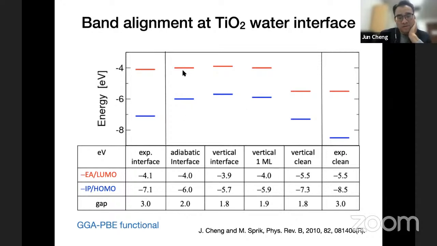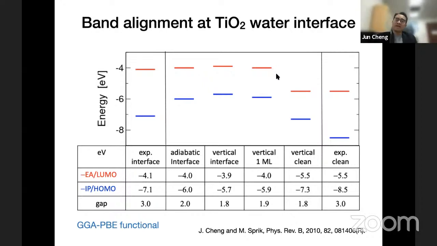And that's our calculation. Because those states are all very delocalized, the adiabatic level and vertical levels are really at the same place. So that's our calculation using the GGA functional. Just to point out, the conduction band is more or less at the same place as the experiment, but again the valence band lies too high. That's 1.2 eV too high. That accounts for most or almost all of the error in the band gap, right? And the same for the vacuum. The conduction band is more or less at the same place, but the valence band is also too high.